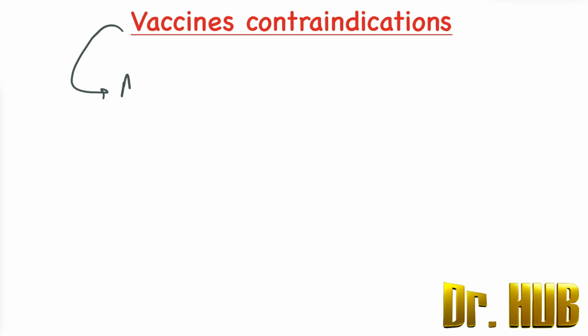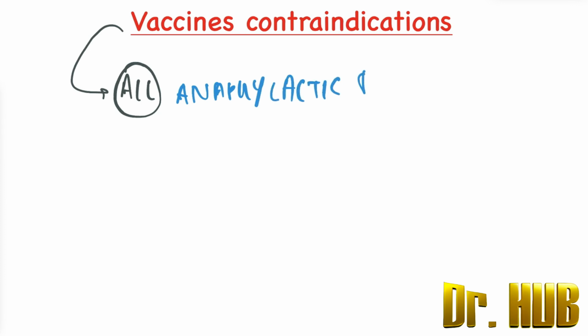Today we'll look at the vaccines and their contraindications. So in terms of all vaccines, what is a contraindication? The contraindication is anaphylactic reactions to the previous dose.